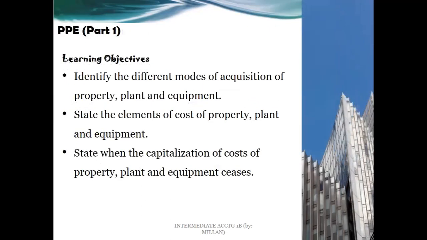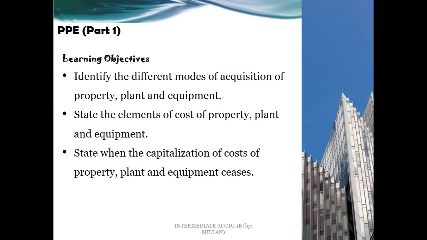Now, for our learning objectives or outcomes, the learners at the end of the chapter or lesson should be able to identify the different modes of acquisition of PPE. When I say PPE, by the way, that means property, plant, and equipment, because actually there are various ways or methods of acquiring or buying or purchasing PPE items, not just with cash or on account.